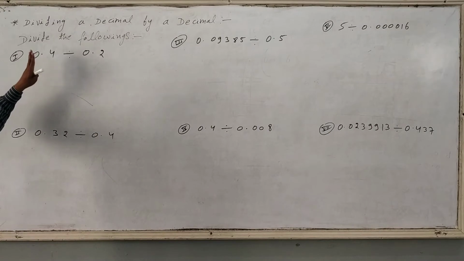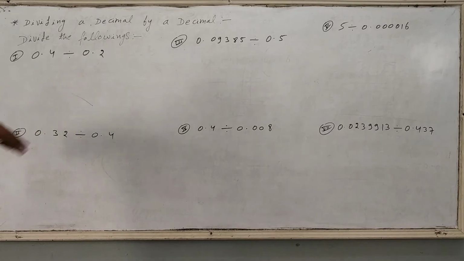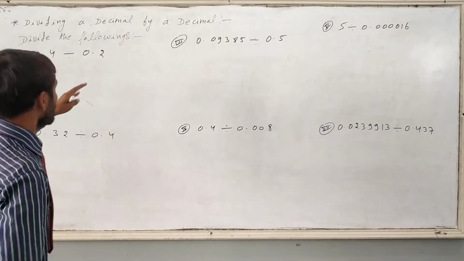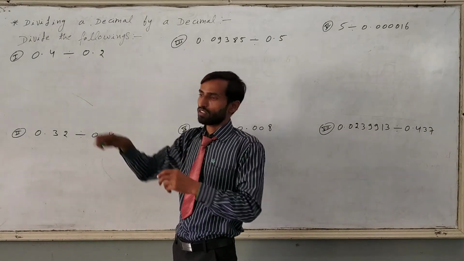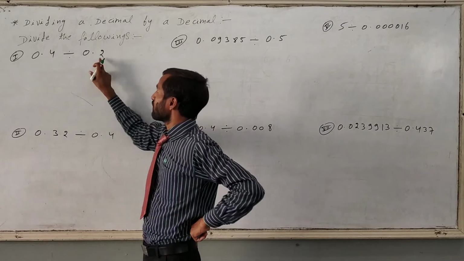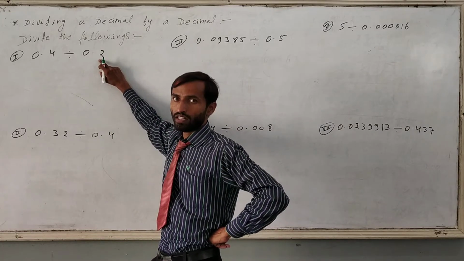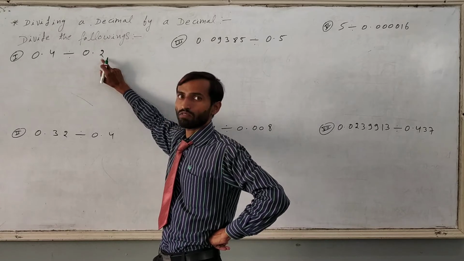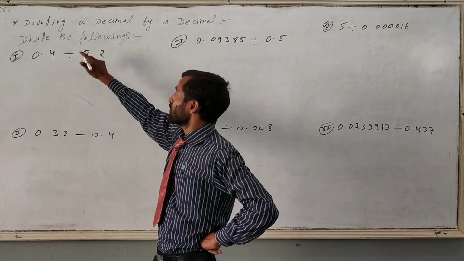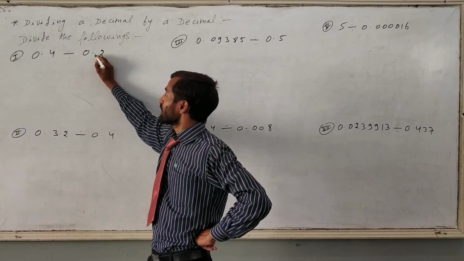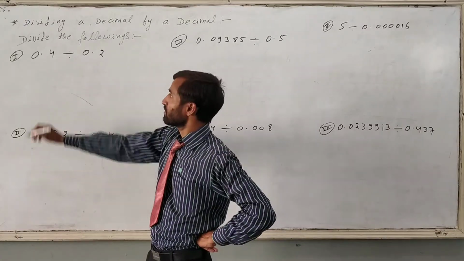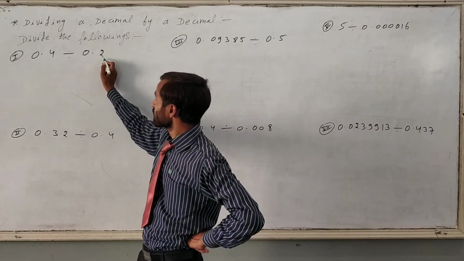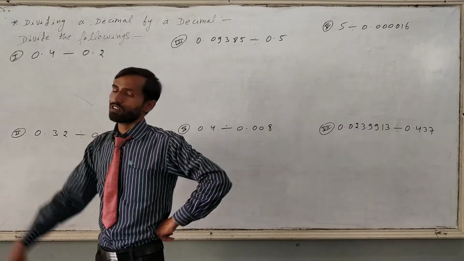Here the dividend has a decimal and the divisor also has a decimal. For that, in the question we first have to remove the decimal from the divisor, then divide. Just see how many decimal places there are in the divisor. Here there is one decimal place, so we have to remove it. For that we have to remove one decimal place here also, in the dividend. So here also there is one decimal place.